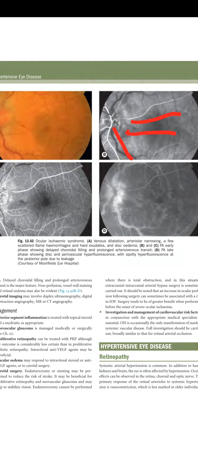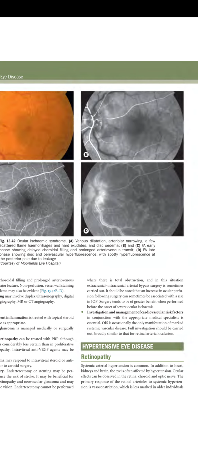So B and C, FA early phase show delayed choroidal filling and prolonged arteriovenous transit time. FA late phase showing disc and perivascular hyperfluorescence with spotty hyperfluorescence at the posterior pole due to leakage.